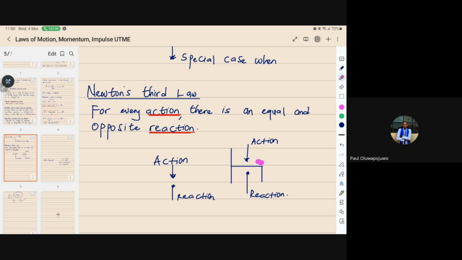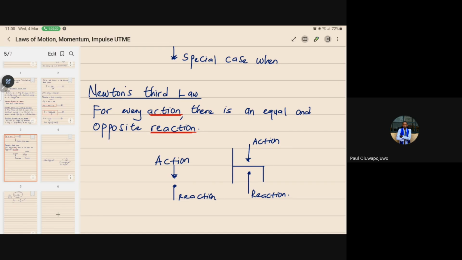It's because the action of the person is more than the reaction. So the reaction the chair is giving back is less than the action, and the chair will break. That's what I'm trying to say. Like someone that is heavy, when they sit on the chair and it breaks, it means that the reaction is no longer equal to the action. But when someone that is slim sits on that chair, just like me, nothing will happen to the chair. So action and reaction are equal and opposite.